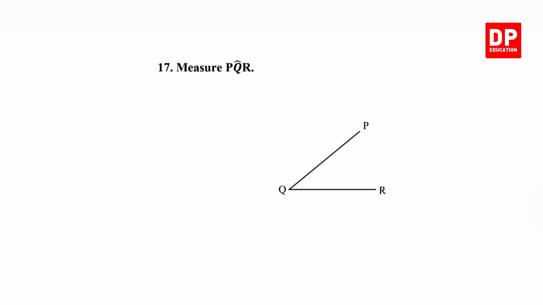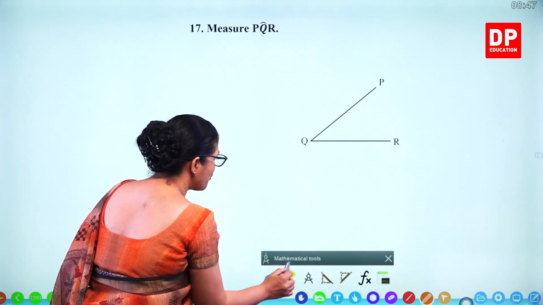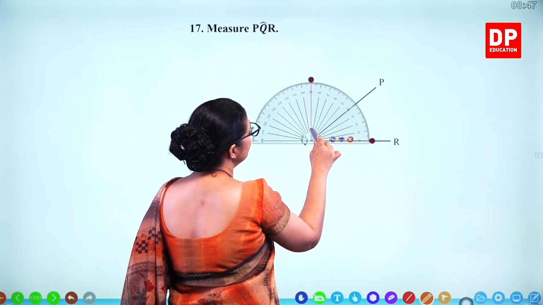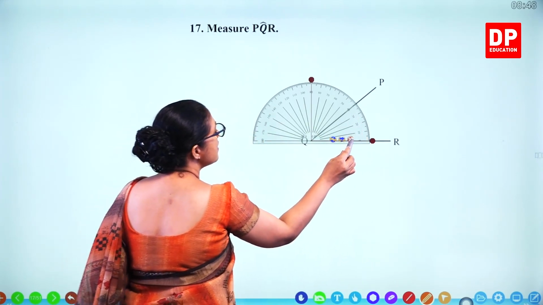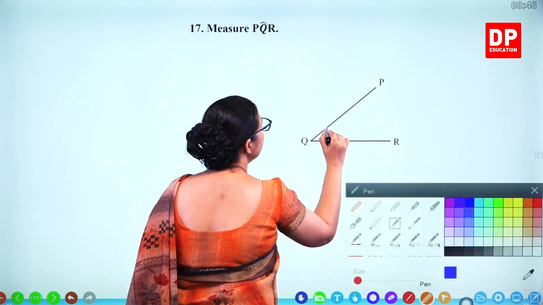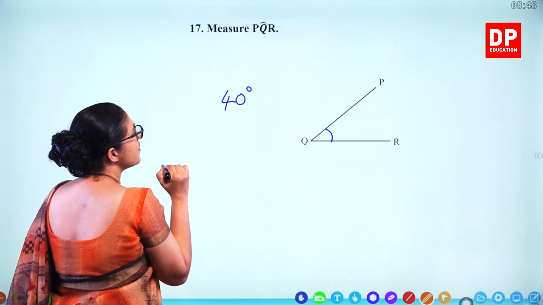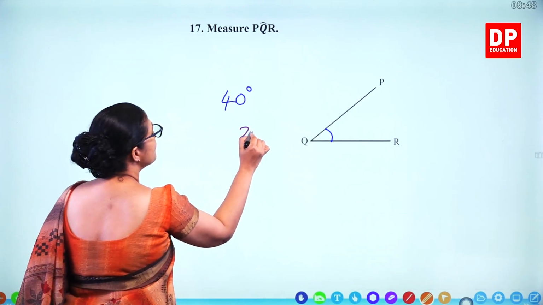Question number 17. Measure PQR. So you need to take the protractor. So let's measure the angle. It's 40 degrees according to my one. 40 degrees. 2 marks.